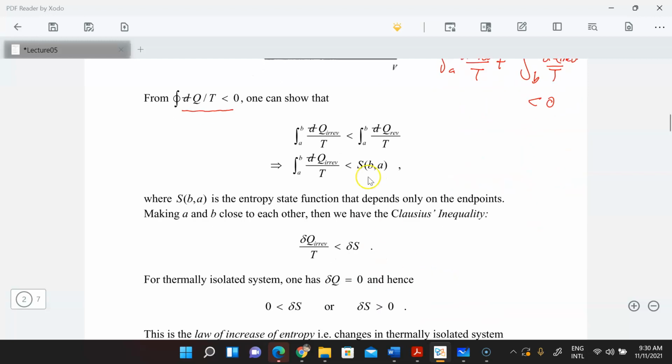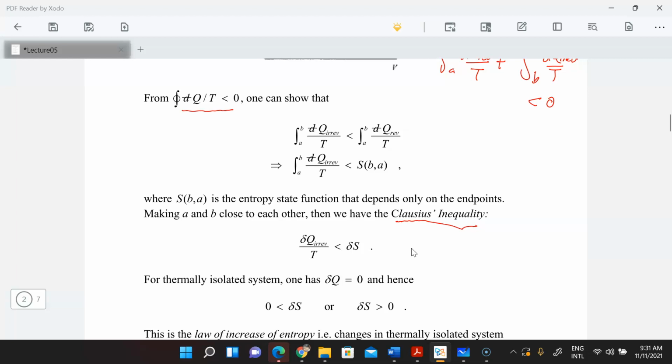So entropy over here is only defined because it's a state function. It's only defined by the endpoints. So one can make these endpoints very close to each other, so that your B is just A plus delta A, for example. Then one can apply the infinitesimal version of this equation, which is written in this way. And this is essentially what is called the Clausius inequality.